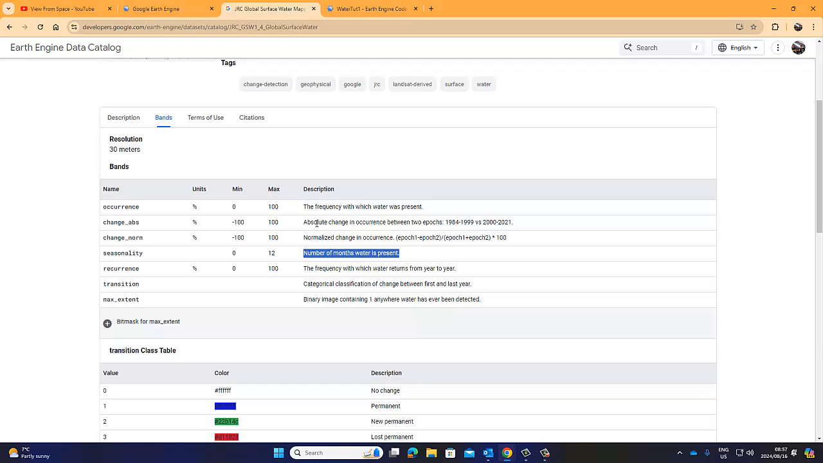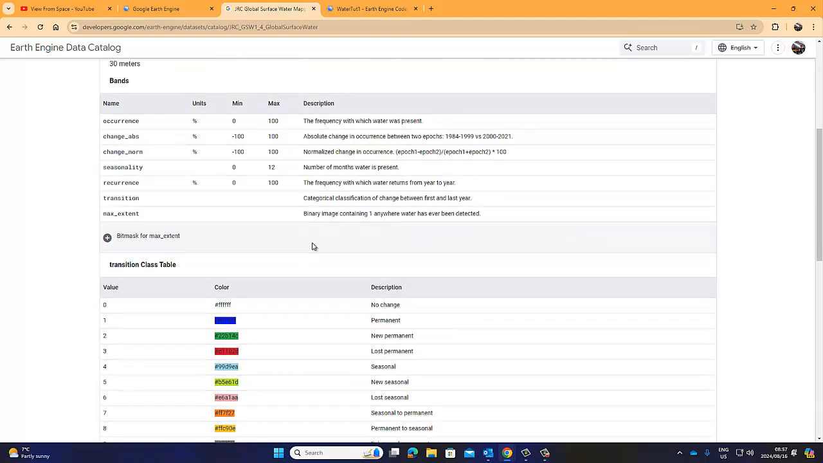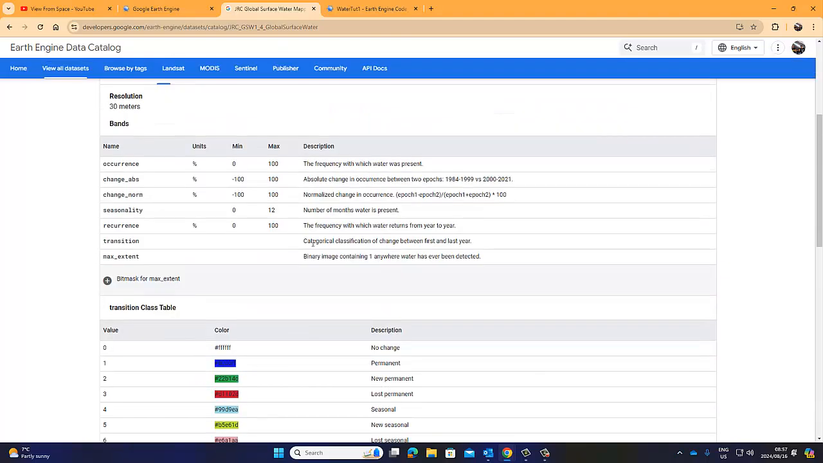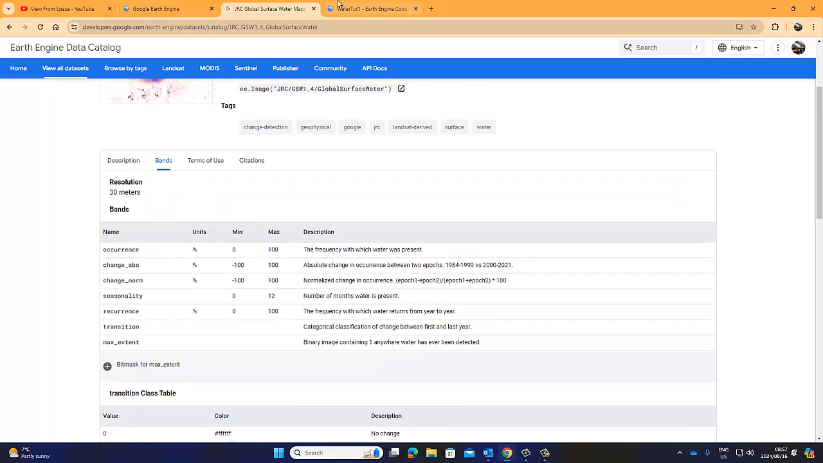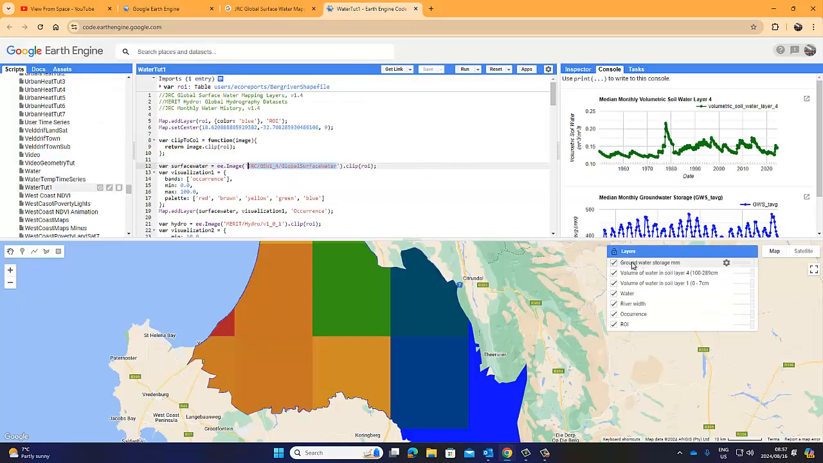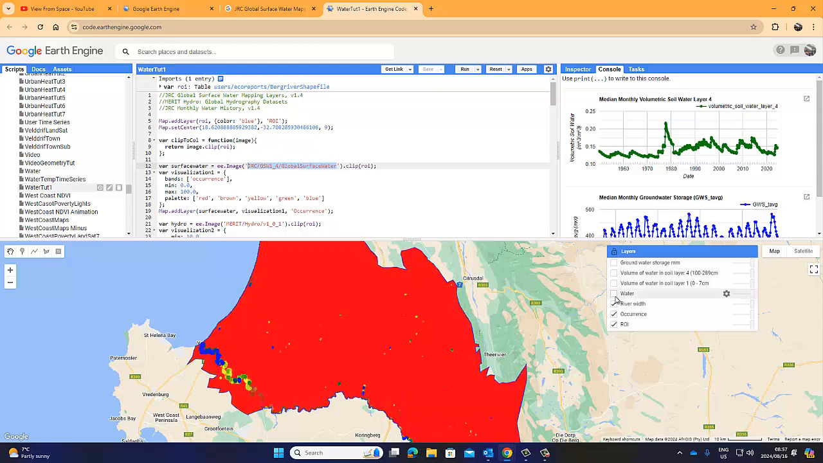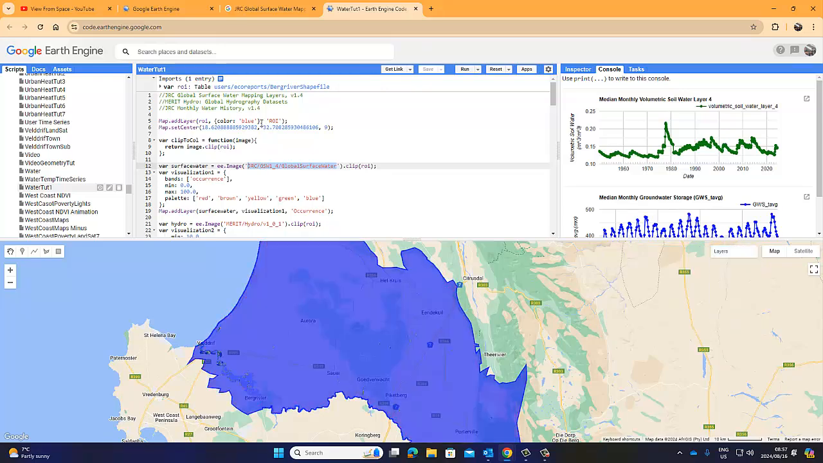So this one yields quite a lot of interesting results, which I think is good to use. So that's number one. So let's have a look and see what that looks like. And there's the occurrence, and so this is it. It's a single image. Okay, so it's not an image collection, so we don't have to reduce it. All we have to do is clip it for our region of interest.